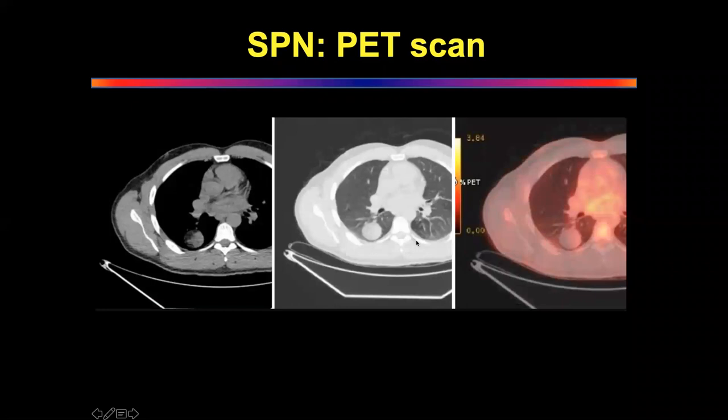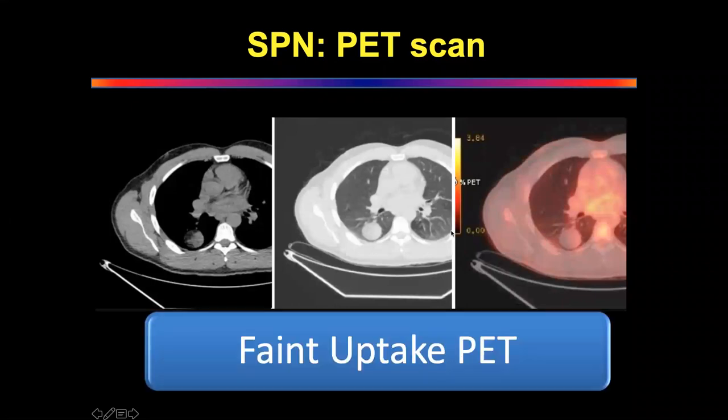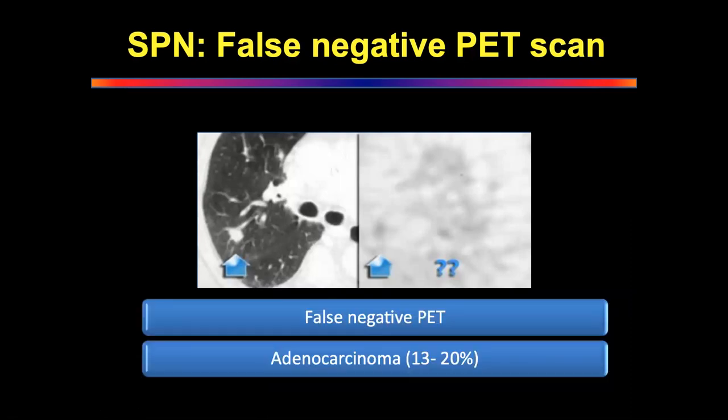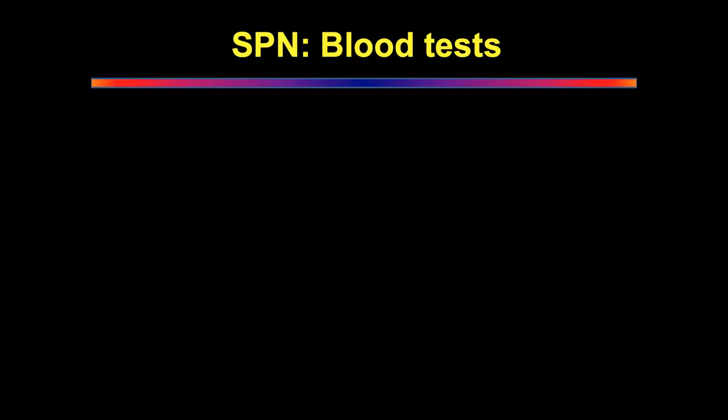Here, if you look carefully, it's faint uptake, okay? Look at this. Compare this to this. This is the mediastinum. This is the blood pool. It's more or less same or less than that. But there is some activity. There's no zero activity. Can you see that? Yes or no? Yes, sir. Okay. And then what is the significance of false negative PET scans? Is that adenocarcinomas, 20% of adenocarcinomas can be false negative. Okay, thank you very much.